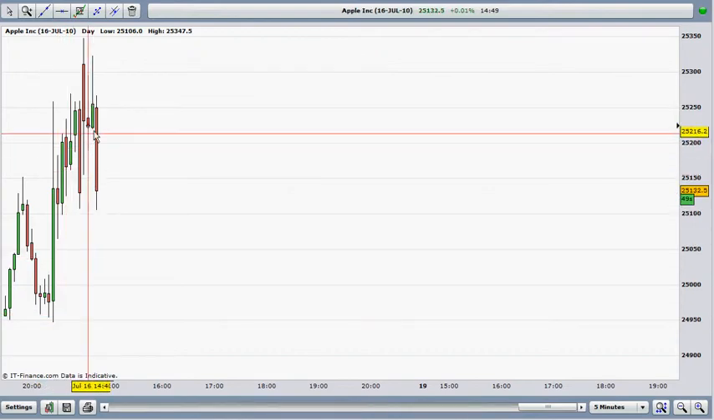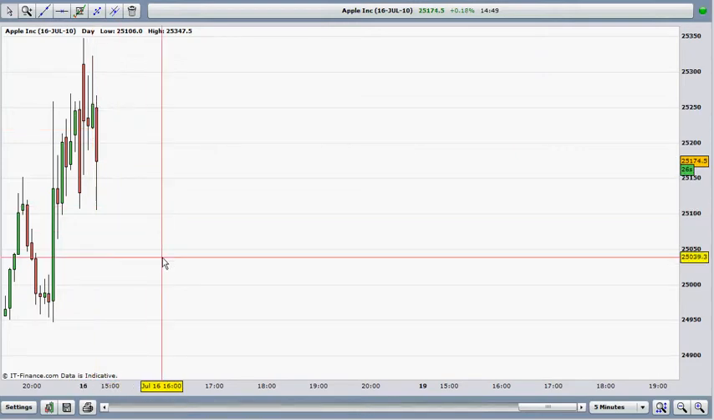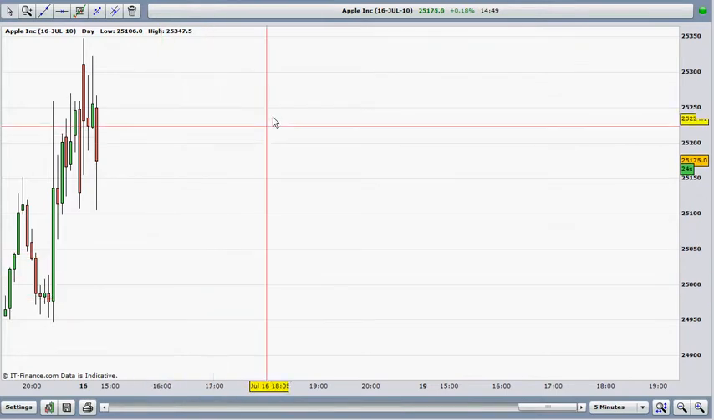Our entry point is this level here at 25219. That's our entry point, and we are expecting the Apple computer to continue the movement to the downside without any resistance at all. 25219 is our entry point.